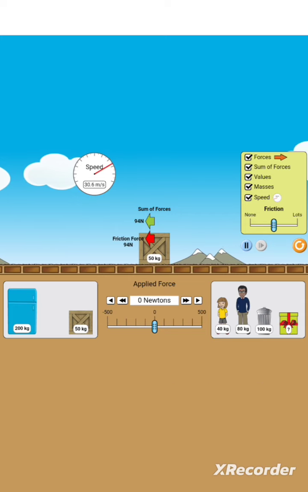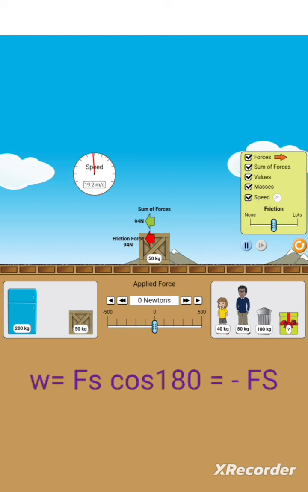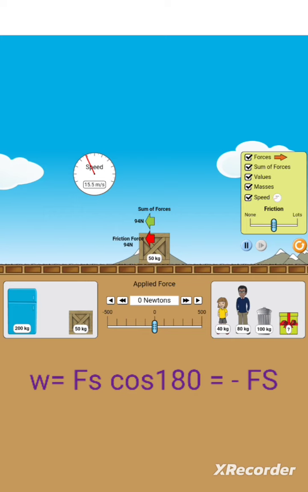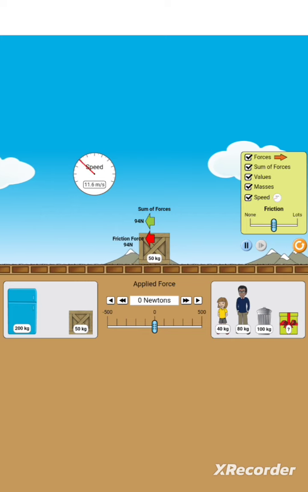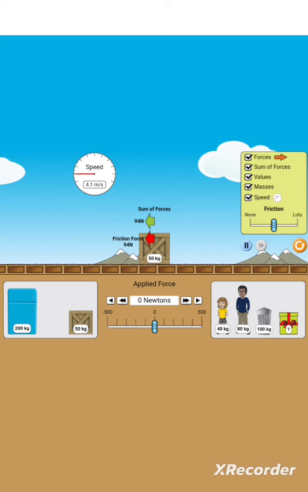Here the friction is acting in opposite direction. Friction is doing negative work. In case of negative work, the kinetic energy of the object decreases. As you can see, the speed is decreasing. Friction does negative work. Let me apply muscular force.